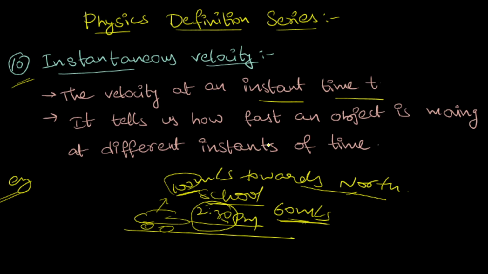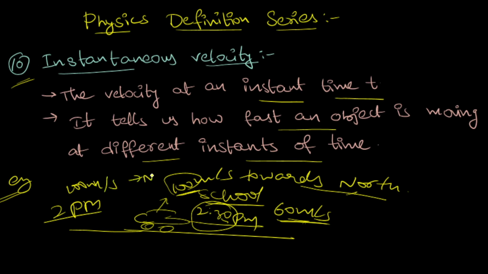This tells us how fast an object is moving at different instants of time. At 2 p.m. the velocity of the car is 100 meters per second towards north, and at 2:30 p.m. the velocity of the car is 60 meters per second towards north. So the velocity of the car at a particular instant of time is known as instantaneous velocity.